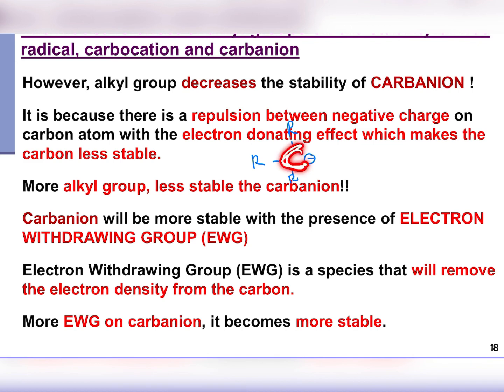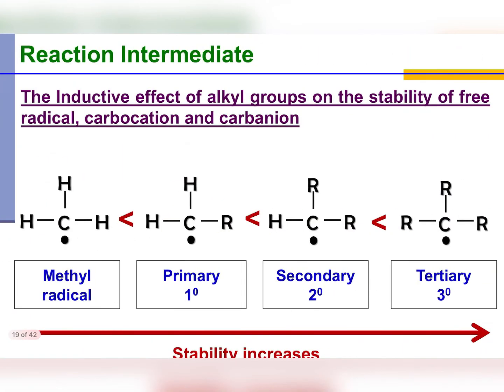Okay, so this carbon here ada banyak elektron. So kalau ada EWG, EWG ni akan tarik elektron dari carbon ion tu. Okay, so kalau kamu bayangkan this carbon ion bonded dengan EWG. So apa yang EWG tu akan buat adalah dia akan tarik elektron ke arah EWG. Okay, so carbon ion tadi kuranglah elektron. So dia jadi lebih stable. Okay, alright, so itu explanation yang ringkas.